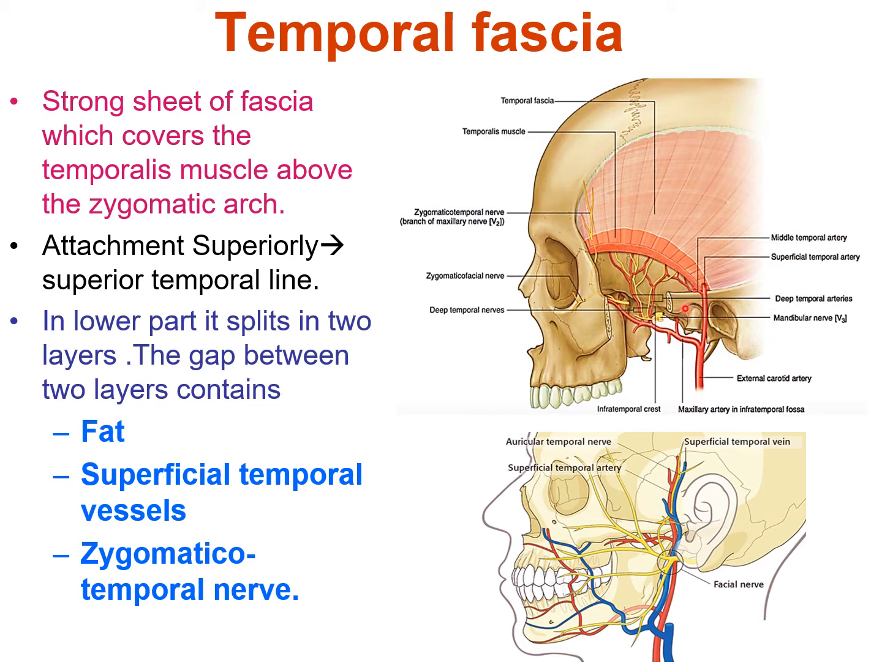So the gap between the two layers of the temporal fascia contains fat, branches of the superficial temporal vessels, and the zygomaticotemporal nerve. Also, the superficial surface receives an extension of the galea and it provides origin to the auricularis anterior and superior muscles. Also related to the superficial surface are the superficial temporal vessels, the auriculotemporal nerve, and the temporal branch of the facial nerve. The deep surface of the temporal fascia gives origin to the temporalis muscle.